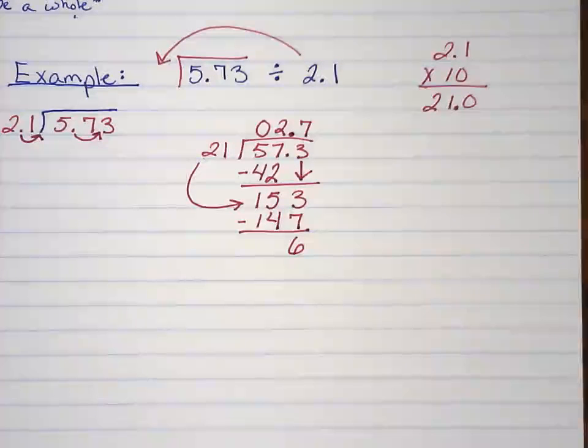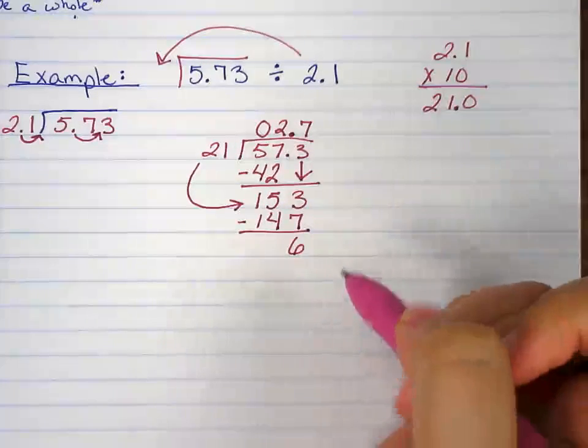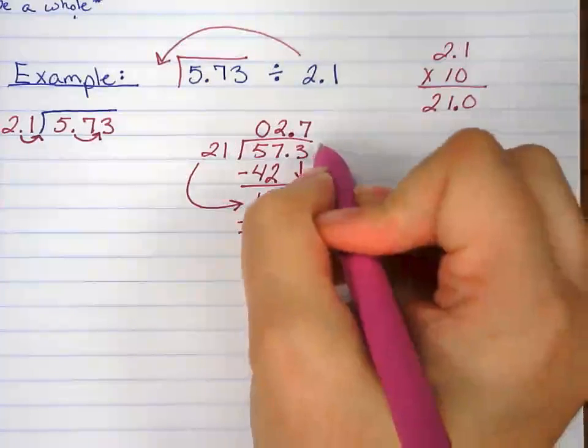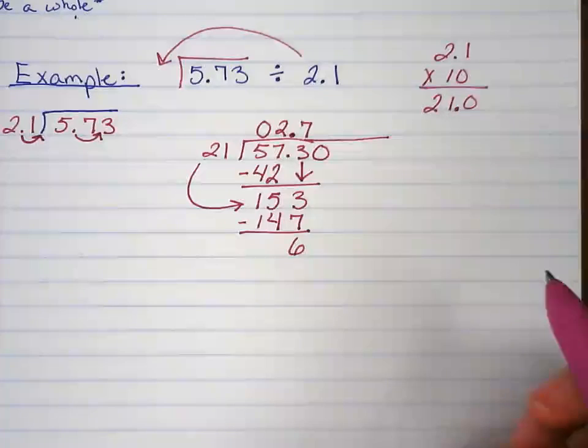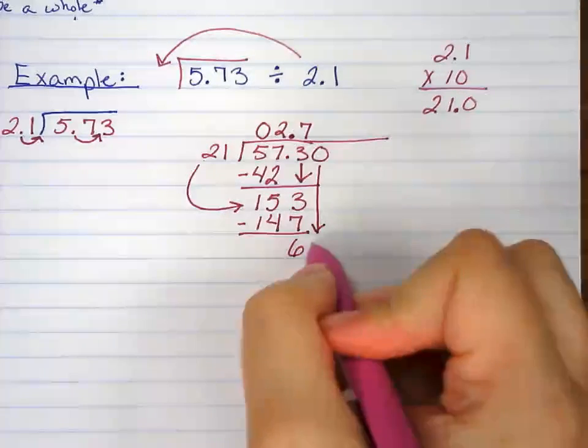And now, Brother's supposed to bring down. Well, I don't have another digit here to bring down. So what I'm going to do, now that I'm past this decimal, I'm just going to start placing zeros. We call this annexing zeros. Now I can bring that 0 down.